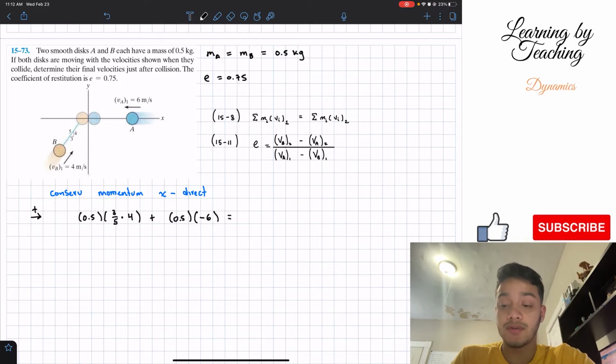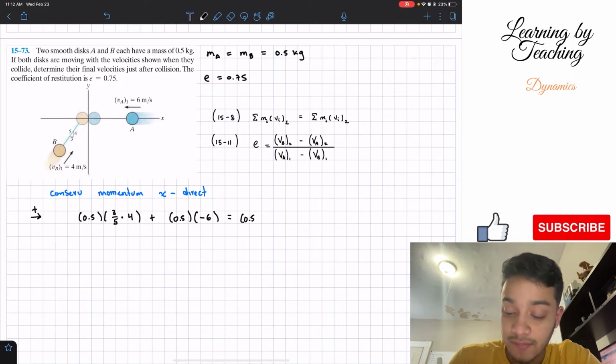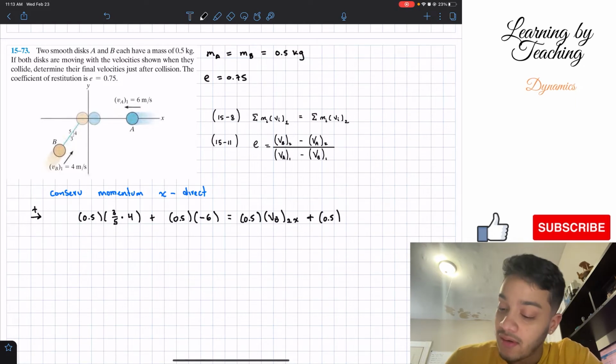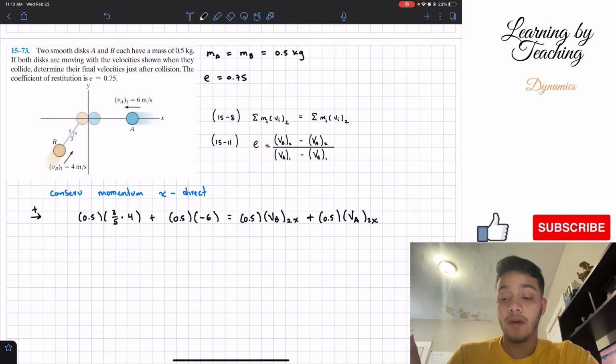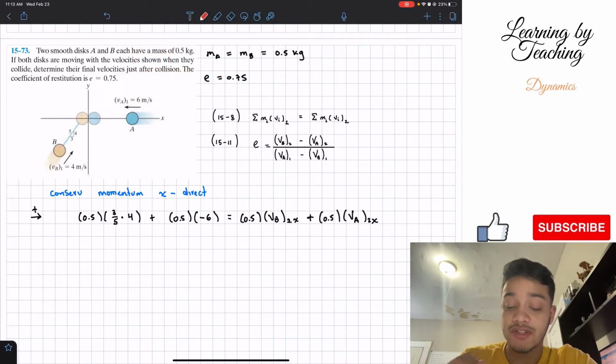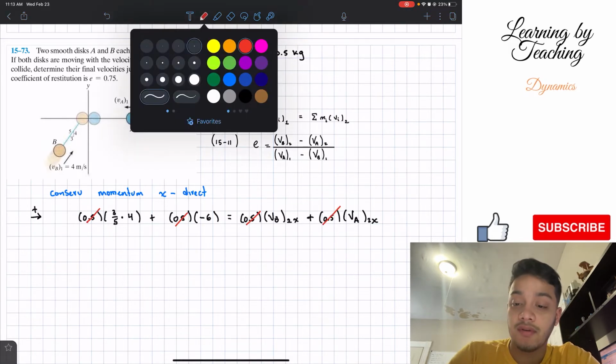And all this should be equal to the mass of disk B times the velocity of B in the second state in the x direction, plus the mass of disk A times its velocity after the collision in the x direction. Now we have one equation, and I'm going to simplify it a little bit. Every single term has 0.5, so I'm going to cancel it out on both sides of our equation.